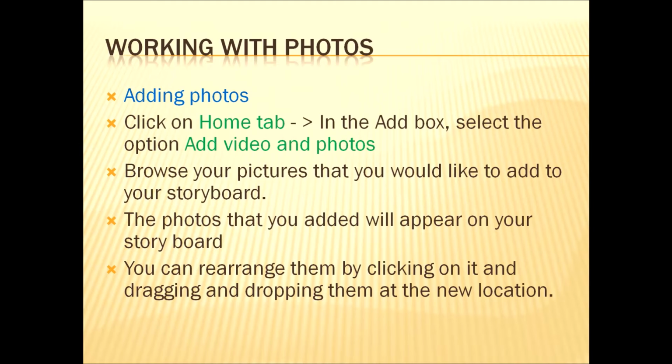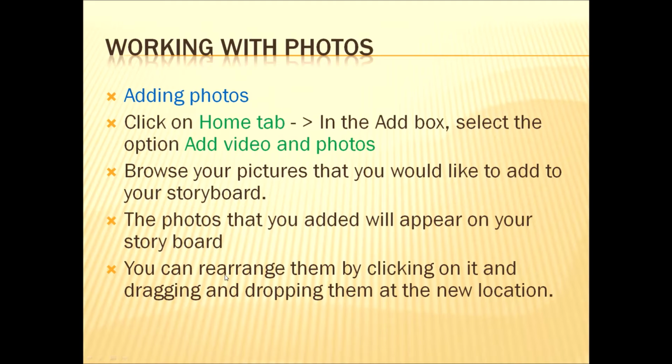Now we are going to see how to add photos in our Windows Movie Maker. The first step for adding photos is click on Home tab. Home tab will be available in ribbon menu. Click on it and under add box select the option add video and photos. After clicking on Home tab, go to the option add video and photos.